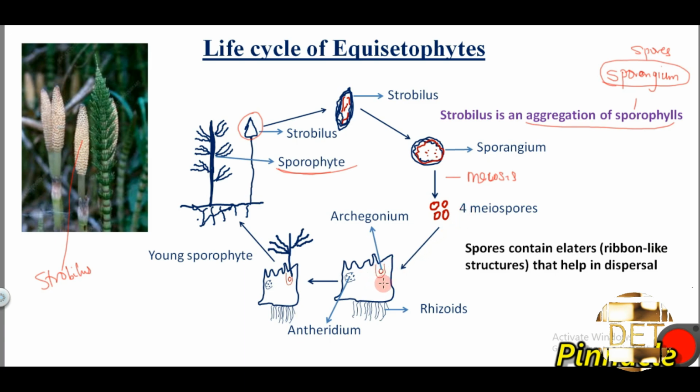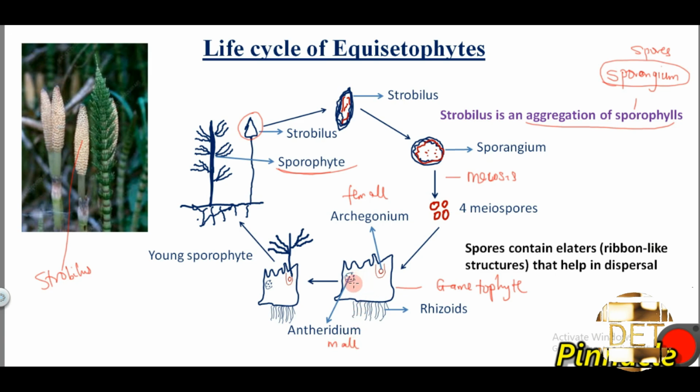These meiospores are dispersed. On getting to a suitable substratum, they develop into the gametophyte plant. So this is the gametophyte generation. Why is it called gametophyte? Because it is responsible for the production of gametes. We have the antheridium here and we have the archegonium here. The archegonium is the female part. The antheridium produces the male gametes.